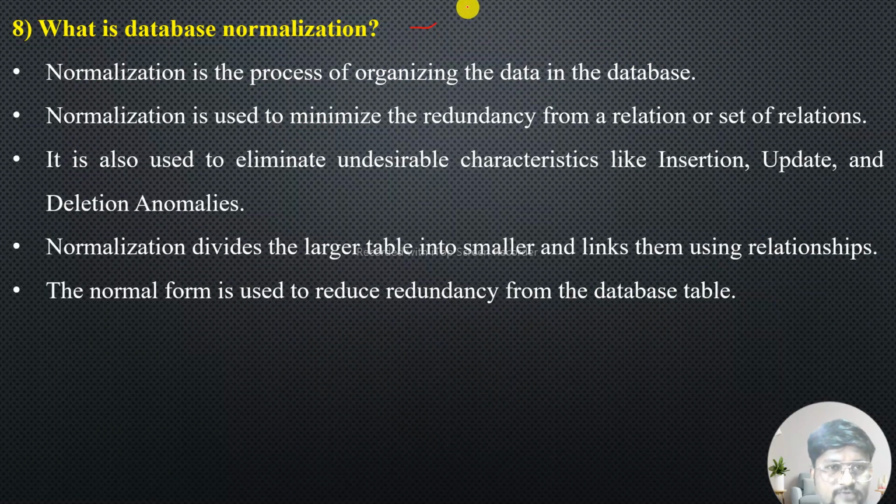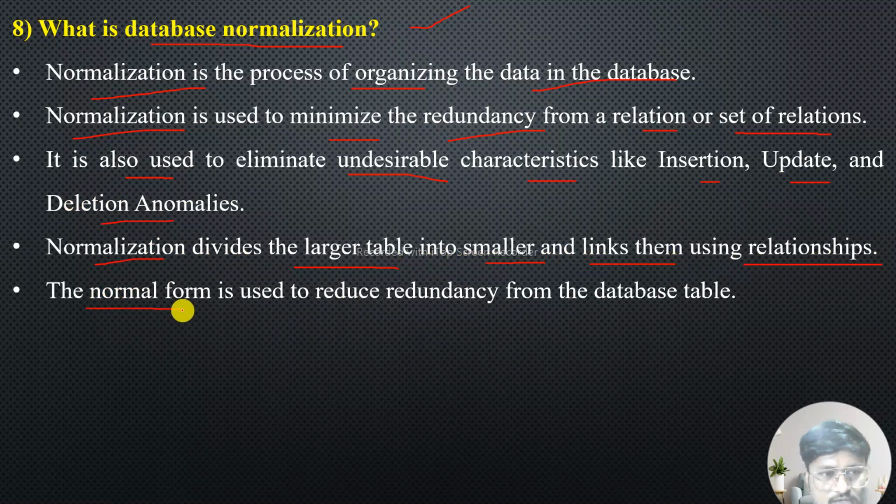Next question we have, what is database normalization? Normalization is a process of organizing data in the database. It is used to minimize the redundancy from a relation or set of relations. It is used to eliminate undesirable characteristics like insertion, update, and delete anomalies. Normalization divides a large table into smaller ones and links them using relationships. The normal form is used to reduce redundancy from the database table.